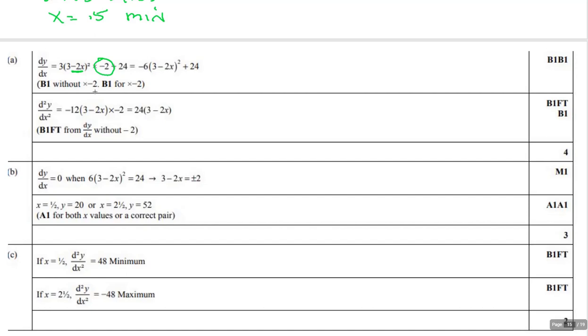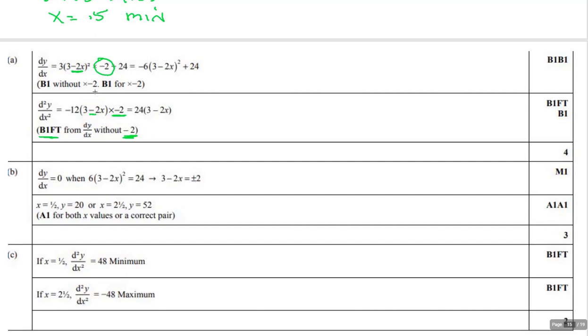And then the second derivative, again, you'll notice that it's the same thing. You can follow through, so if you screwed this up, you can see the second derivative. But again, 1 point if you do this correctly without doing the middle one. All right, so again, that's 4 points right there.